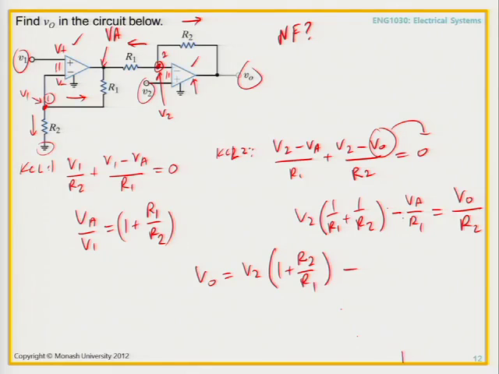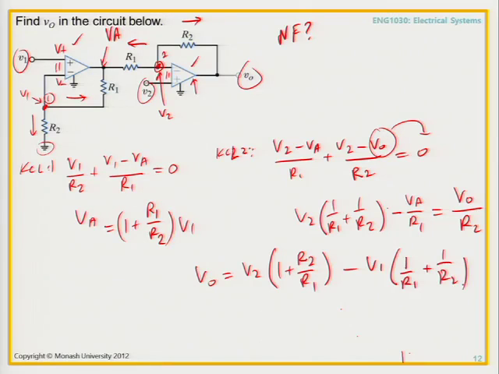Subtract VA over R1. Now over here, in fact I got too clever. I'm just going to backtrack and put that V1 over this side, because that means I can directly substitute VA into this, and I would get V1 times outside of, what have I got? 1 over R1 plus 1 over R2.